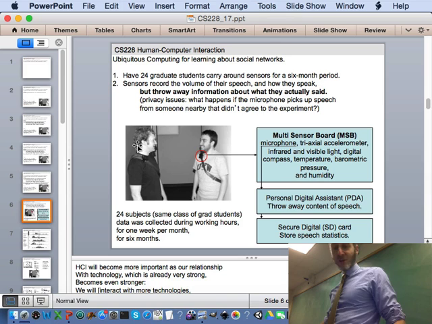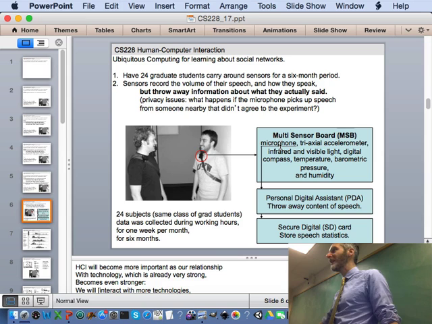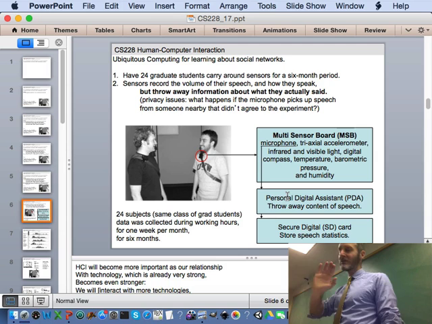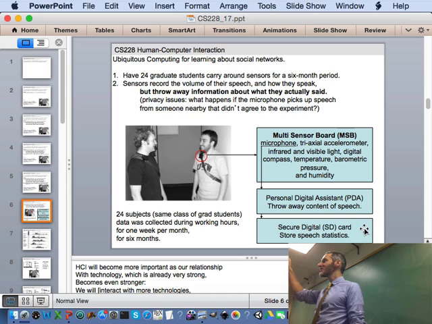The subjects here didn't actually wear these devices 24 hours a day for 6 months. That would definitely be too invasive. They wore it for working hours just for 1 week out of the month. The other 3 weeks, they didn't wear it for this six-month period. As I mentioned, there was this sensor board that was pretty close to their mouth. There were a lot of other sensors on that board. They were all turned off. The only thing that was turned on is the microphone that was capturing this speech data. And then they had a PDA in the background that was scrubbing out the actual words and just recording the aspect of speech and not the content. And then those speech statistics were being stored on an SD card. So at this point in time, how fast was the person speaking? What was the pitch of their voice? What was the volume? And so on.